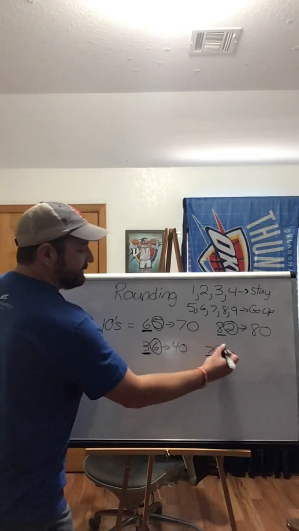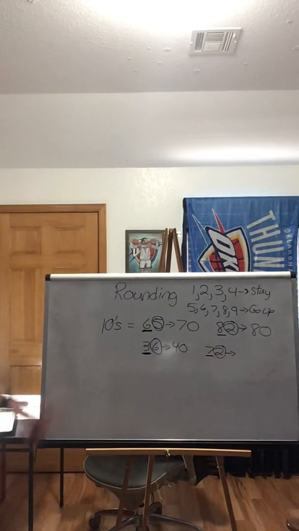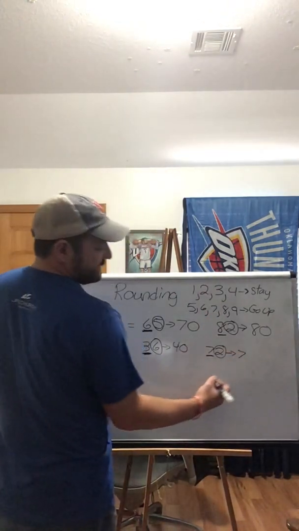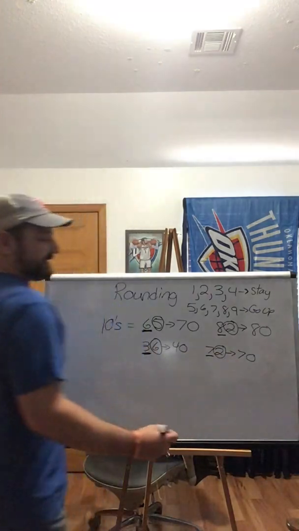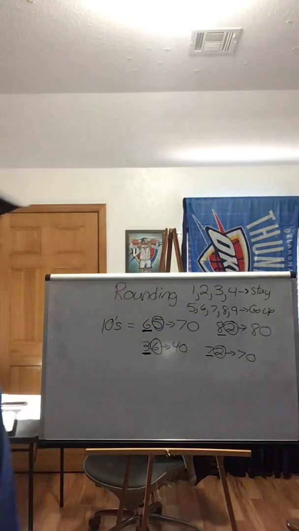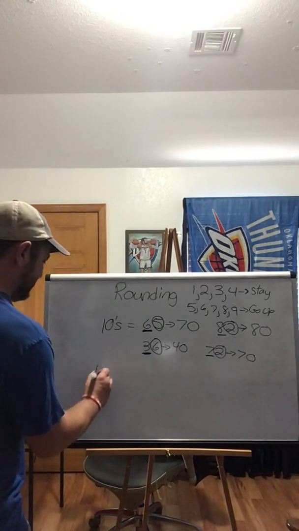I'm going to circle it. So I have 72. What's that 2 telling the 7 to do? If you know, it's telling the 7 to stay. Drop my 0 and I'm done. Kiddos, that's all you've got to do for this. Okay? Tens place. Let's go to the hundreds place now.